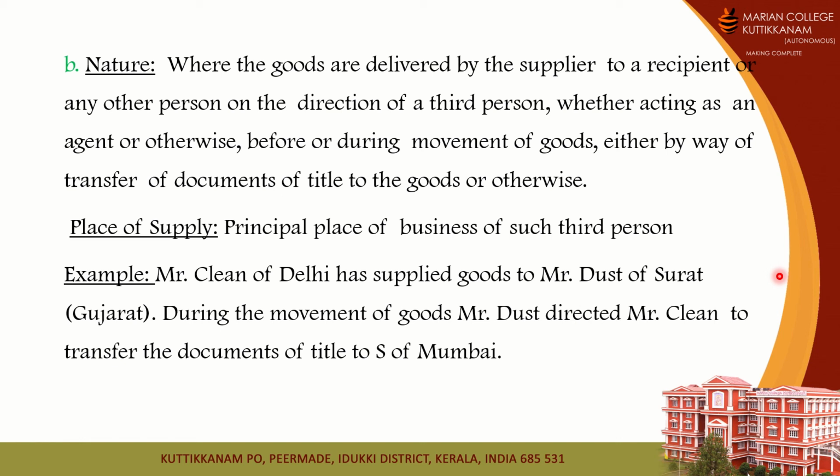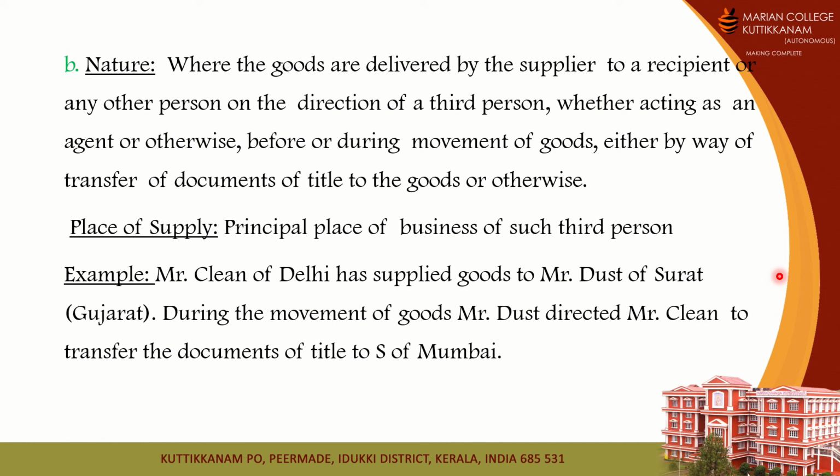So we have three persons involved here, and Mr. Dust is giving direction to Mr. Clean that you can deliver the goods, you can transfer the documents of title of goods to Mr. S of Mumbai. So who is giving direction in this case? Mr. Dust. Mr. Dust is giving direction. So he is the third person giving direction to Mr. Clean, who is the supplier, and S, who is the recipient.